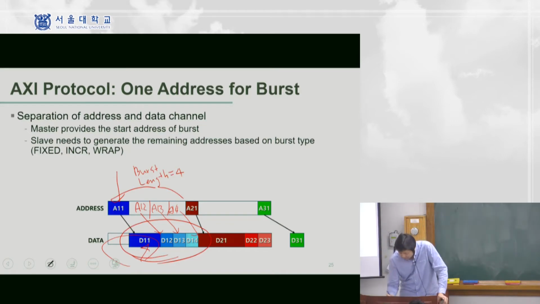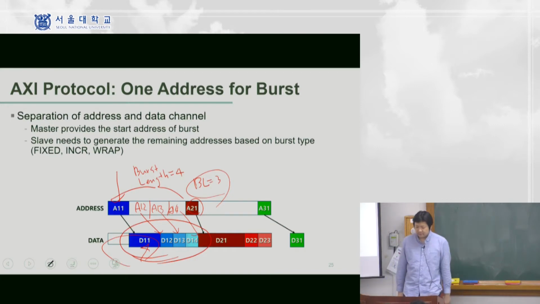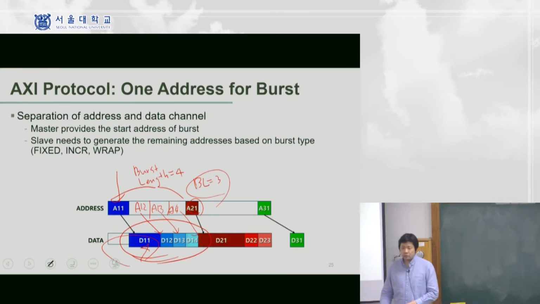In the earlier case, the burst length is 3 because this sends one address, but 3 bytes of data come back, right? So the burst length is 3. The master provides a start address of a burst, as well as the burst length, and the slave needs to generate the remaining addresses based on the burst type.